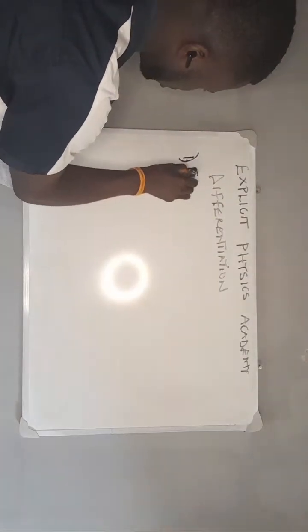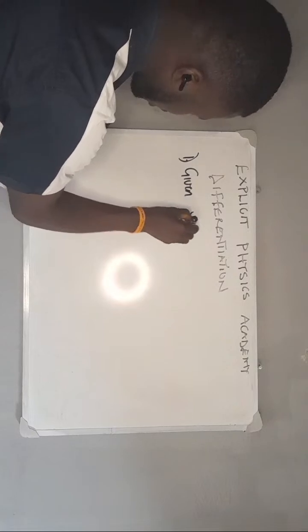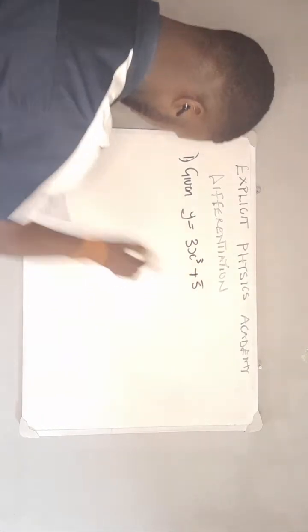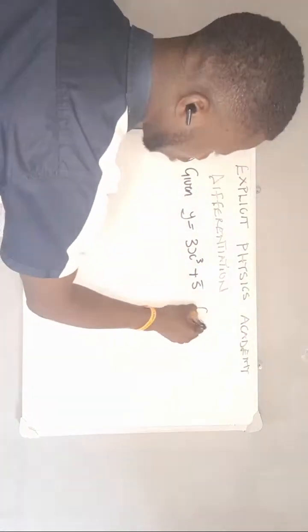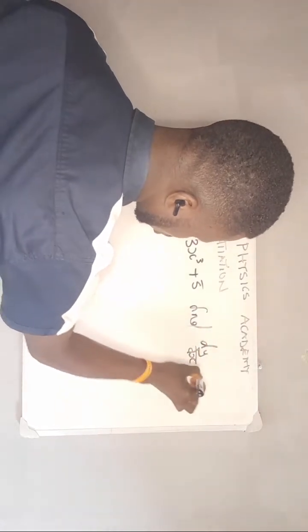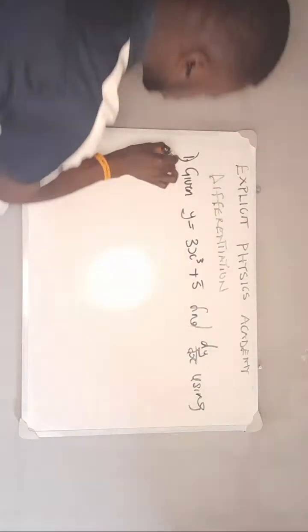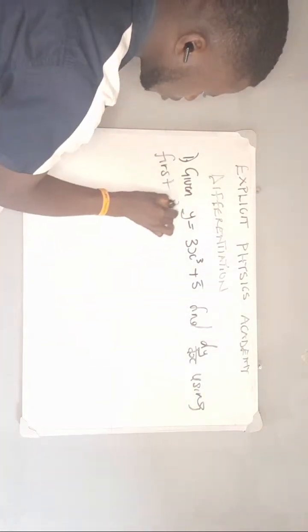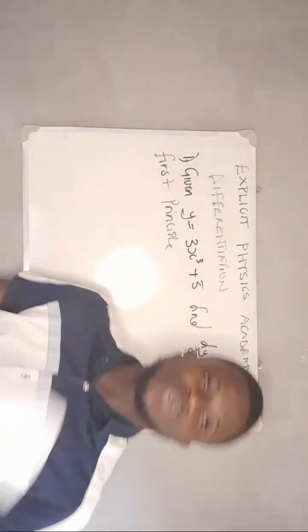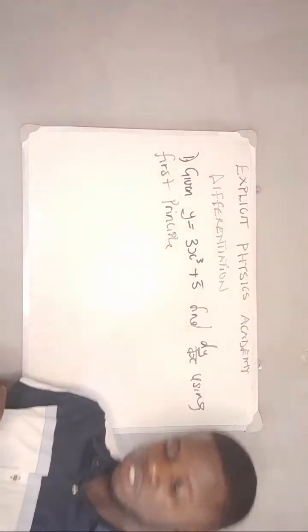Okay, our first example. Given that y is equal to 3x cubed plus 5, find the dy/dx, that's the derivative, using first principle. I believe it's quite clear. We are asked to find the dy/dx using first principle of differentiation.